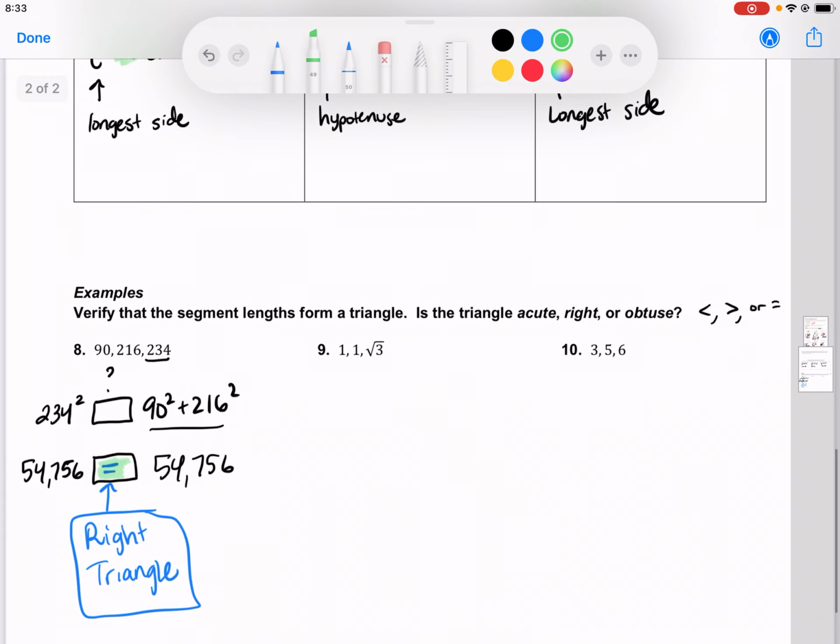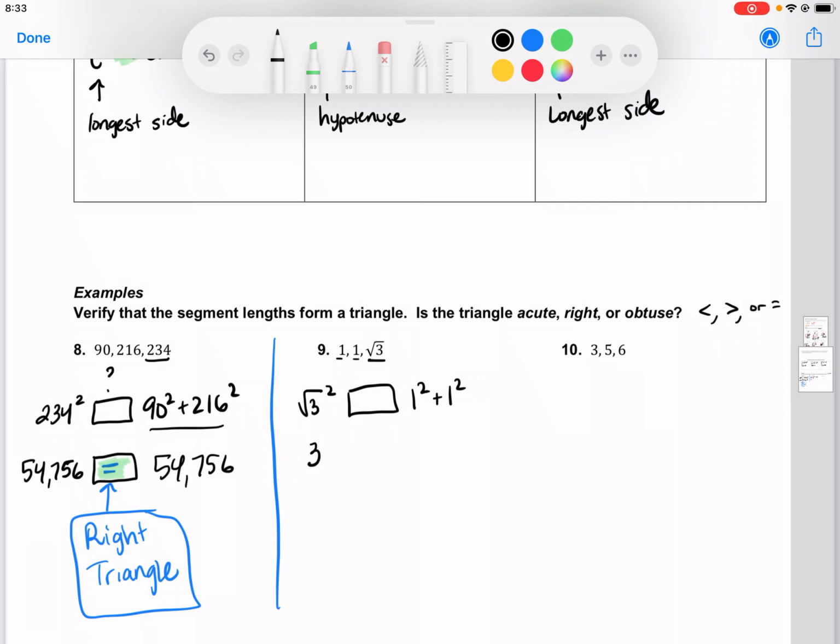So let's do the next one. Like I said, they conveniently leave it in order for you. So I'm going to take the square root of 3 squared. We're going to figure out, is it less than, greater than, or equal to, and then I'm going to take 1 squared plus 1 squared, so the other two. When you square something that has a square root, it just gets rid of the square root, so this is just 3. You can type it into your calculator though if you want. And if you type in 1 squared plus 1 squared, you get 2.